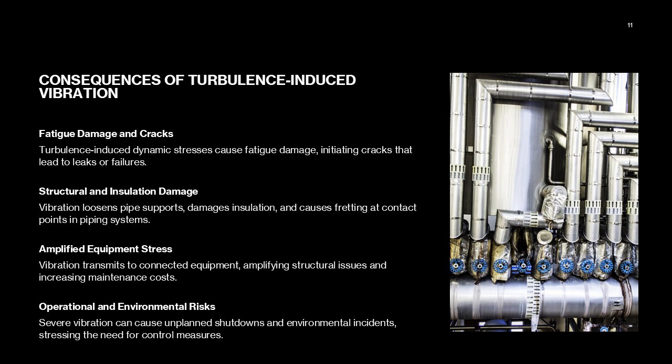In addition to fatigue, turbulence-induced vibration can loosen supports, damage insulation, and cause fretting at contact points. The risk is higher in systems with thin-walled pipes, long unsupported spans, or inadequate bracing. Furthermore, vibration can transmit to connected equipment, amplifying structural issues and increasing maintenance costs. In extreme cases, turbulence-induced vibration has led to unplanned shutdowns and environmental incidents. Therefore, understanding its impact is crucial for implementing effective design and operational controls to maintain system integrity and safety.